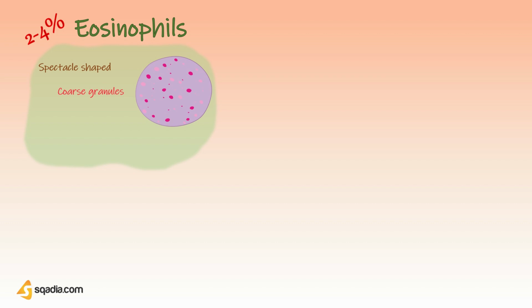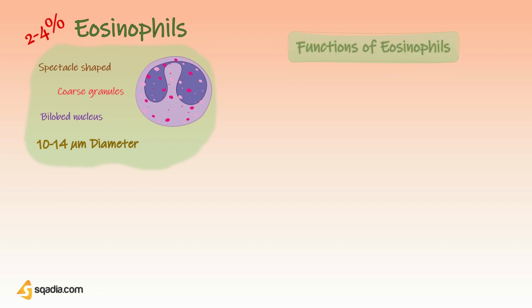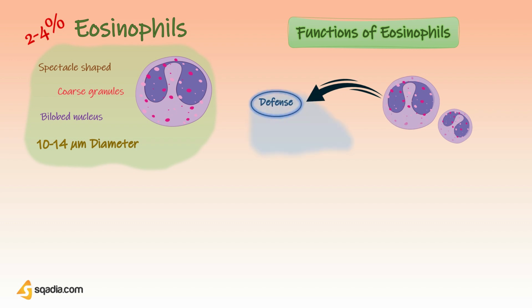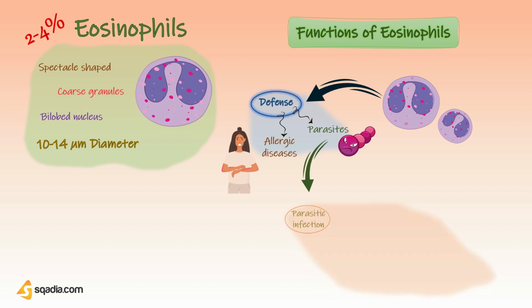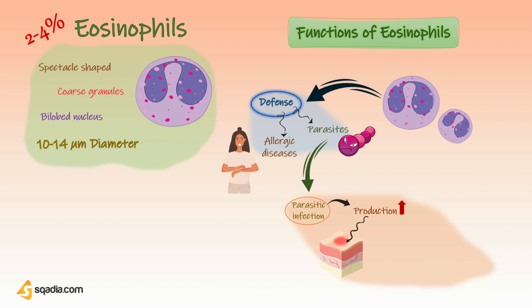Now the next granulocytes are eosinophils. Eosinophils make up only 2 to 4% of circulating leukocytes. Eosinophils have coarse, larger granules in the cytoplasm. Nucleus is bilobed and spectacle-shaped, and the diameter of the cell varies between 10 to 14 micrometer. These eosinophils play an important role in defense against parasites and allergic diseases like asthma. As during parasitic infections, there is a production of a large number of eosinophils which move towards the affected tissues.